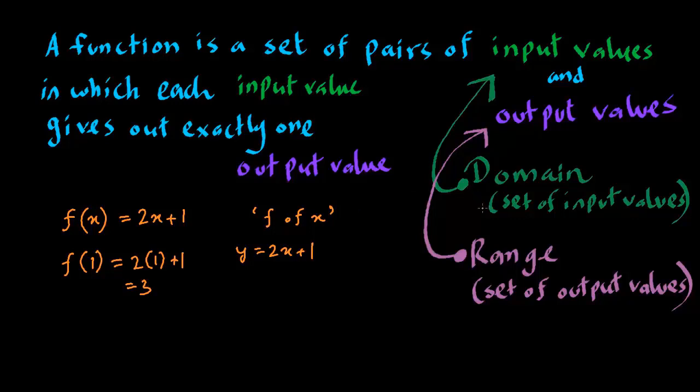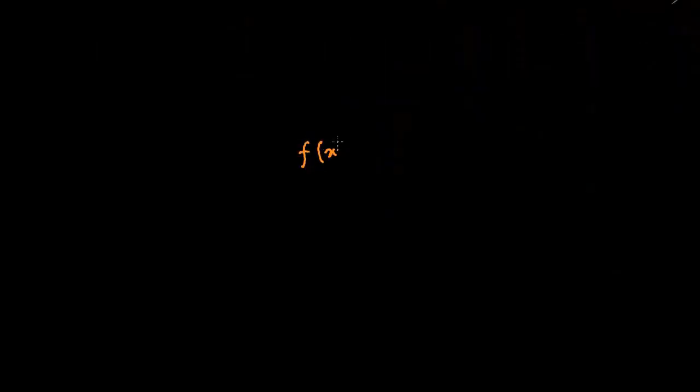Domain is the collection or set of all the input values that is possible. Range is the collection or set of all the output values that is possible. Consider f(x) = x.